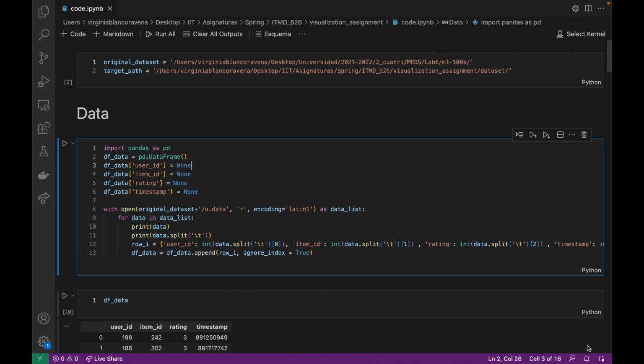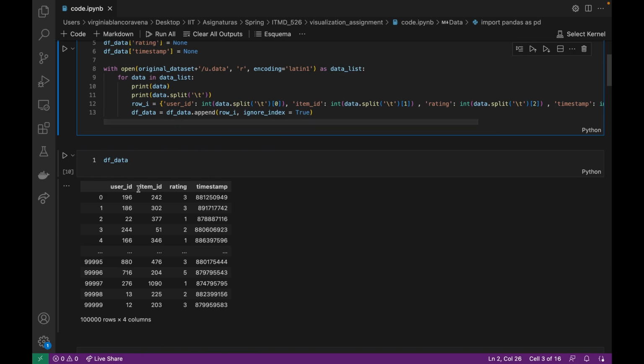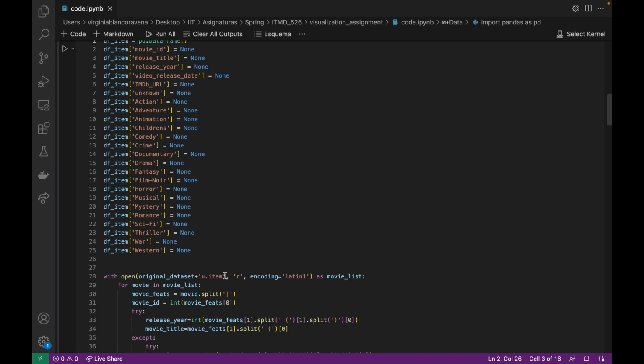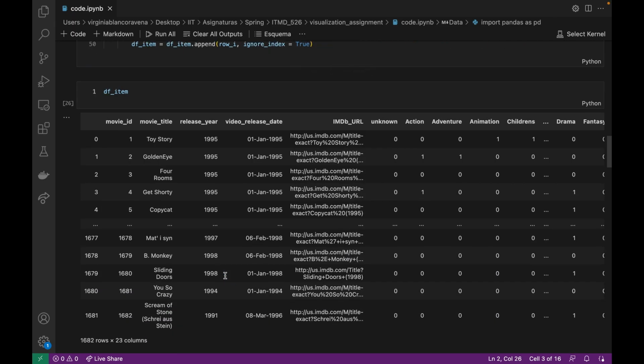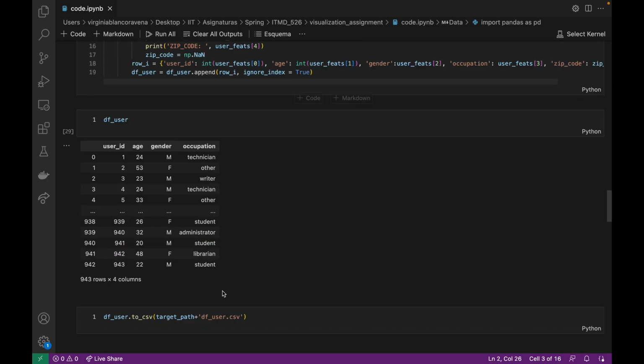Okay, and then we are going to modify the data in order to merge all of the data into just one table, to make it easier to work with in Tableau. To do that, we first put all of the tables into data frames. The first table that we have is data, so we create a data frame for the data table. Then we do the same with the item table. We create a data frame for item, and then finally we create a data frame for user.